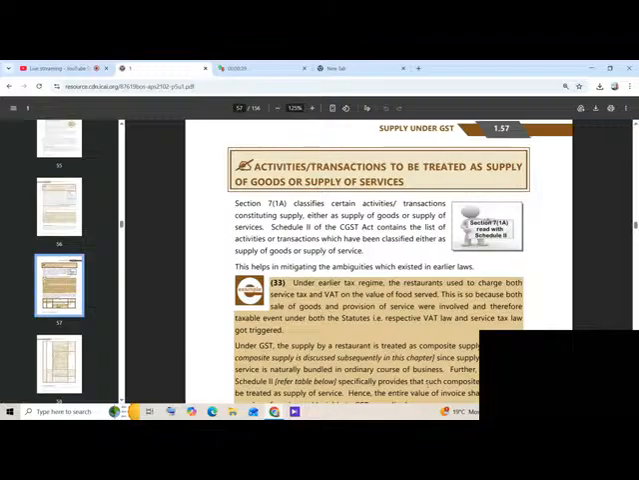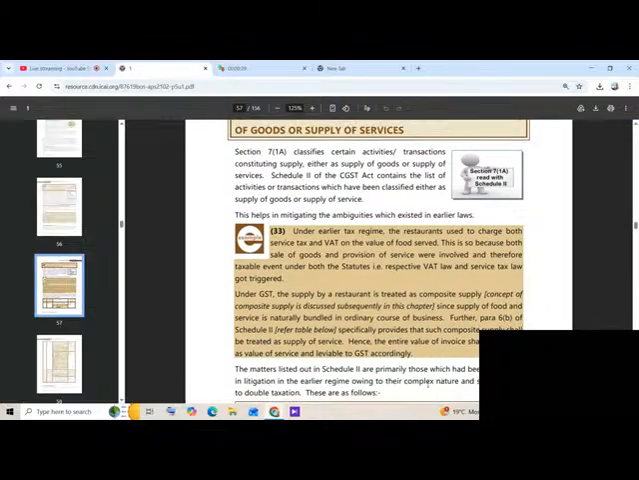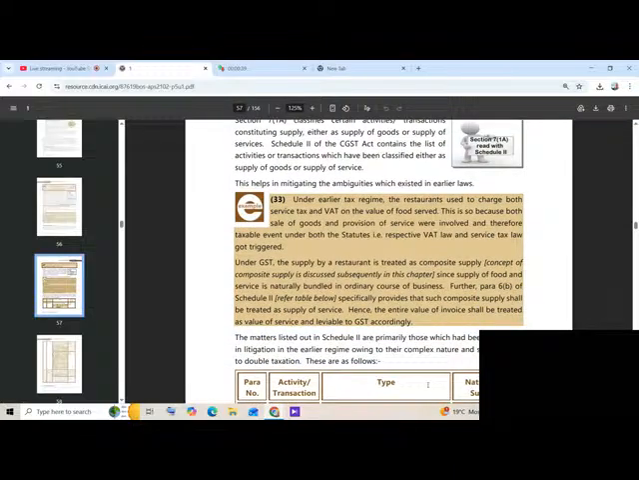Example 33. Under the earlier tax regime, restaurants used to charge both service tax and VAT on the value of food served. This is so because both sale of goods and provision of service were involved, and therefore taxable under both the statutes, irrespective of VAT law and service tax law, got triggered.